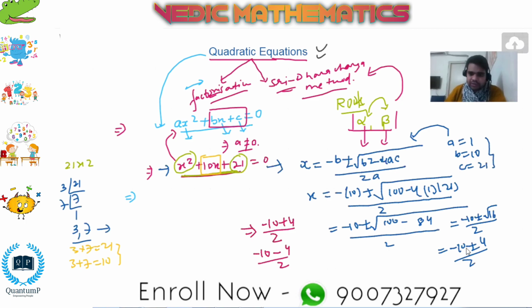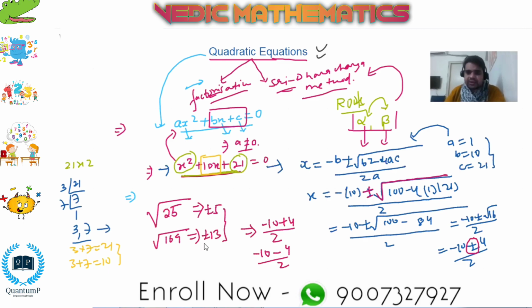You must be curious why the plus minus sign is there before the square root sign. As we know, the square root of any number, suppose you're finding the square root of 25, is plus minus 5. Square root of 169 is plus minus 13. So plus minus is there by default, and that's why this plus minus is already there. So minus 10 plus 4 is minus 6 by 2, which is minus 3, and minus 14 by 2, which is minus 7.